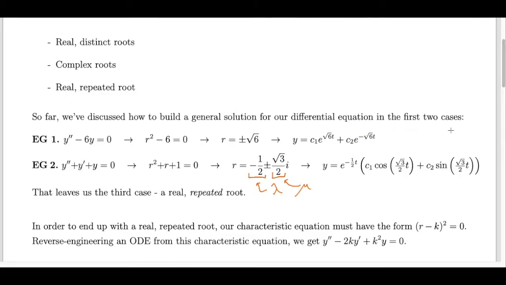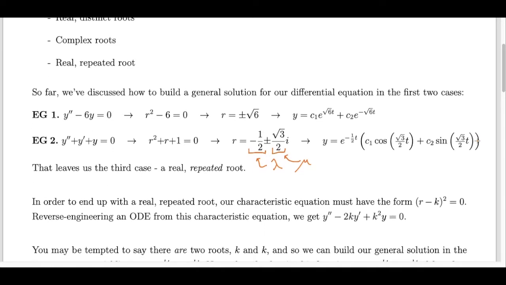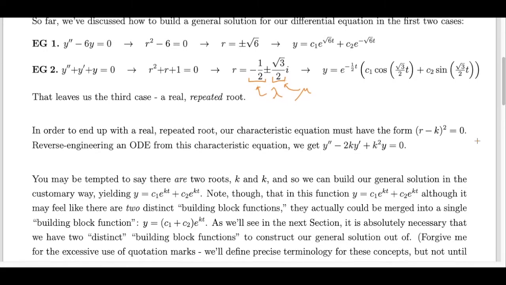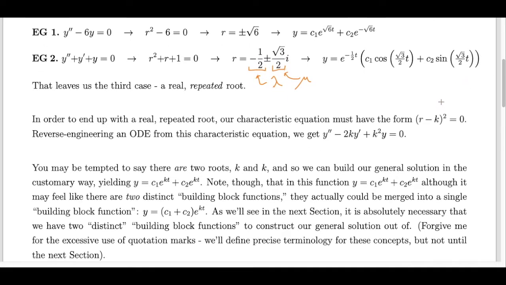So how does such a root happen? Our characteristic polynomial must eventually have the form r minus k squared equals 0. I say eventually, maybe it doesn't initially look like this, but after some algebraic manipulation, my characteristic equation must be able to be put into this form. If I reverse the process a little bit, I can actually retrieve the original differential equation, and so it'll have a form like y double prime minus 2k y prime plus k squared y. So solving this characteristic equation gives me the value of r equals k, and that's it. There's only one root, just the value r equals k.